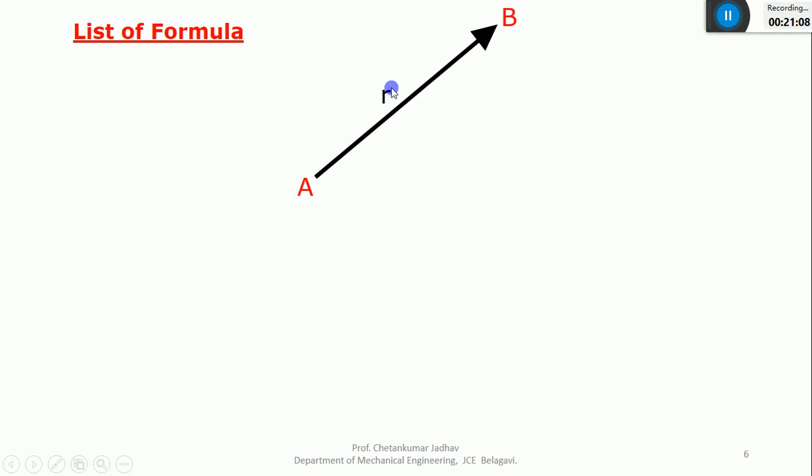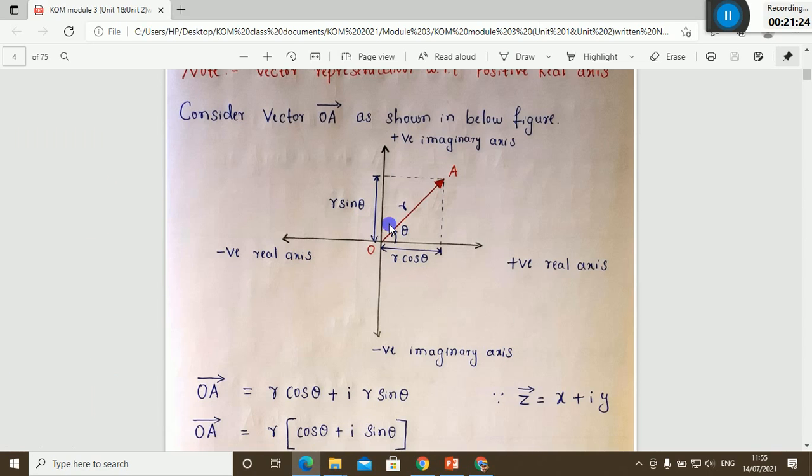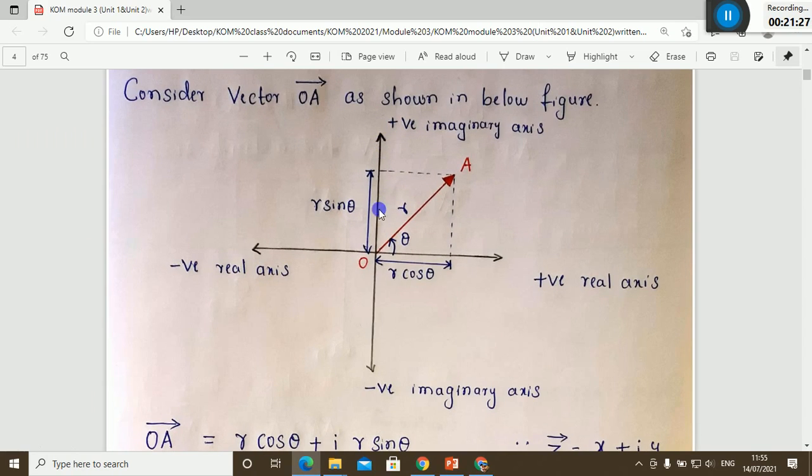You can consider it as 5 centimeters or 10 centimeters, and it is making some angle theta with respect to the positive real axis. Before I explain this, let me show what exactly the positive real axis is. I'll draw a vertical axis, and I'll mention this as the positive imaginary axis and this as the negative imaginary axis. And I'll draw an x-axis. The right part I indicate as the positive real axis and the left part as the negative real axis. So this is the real axis and this is the imaginary axis.